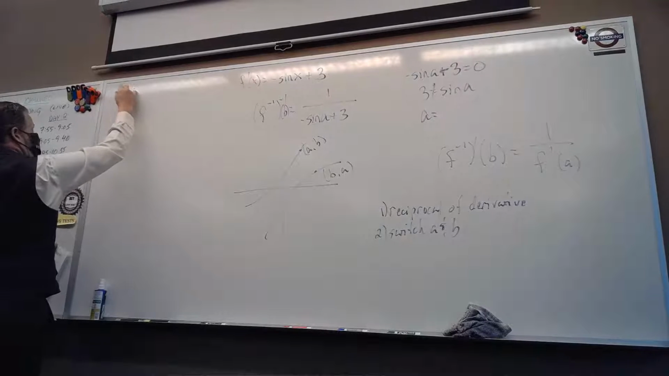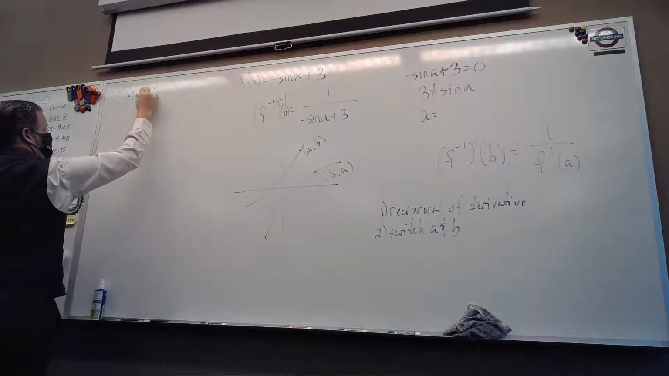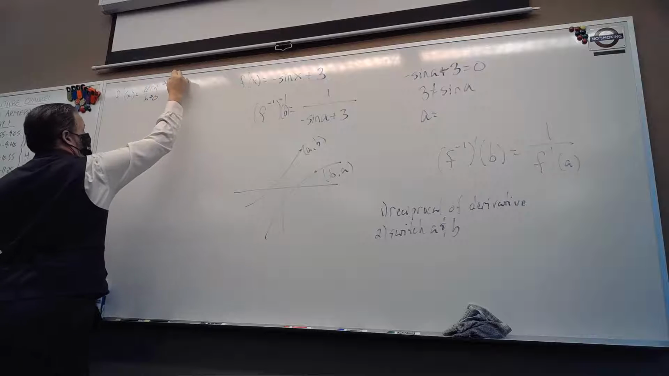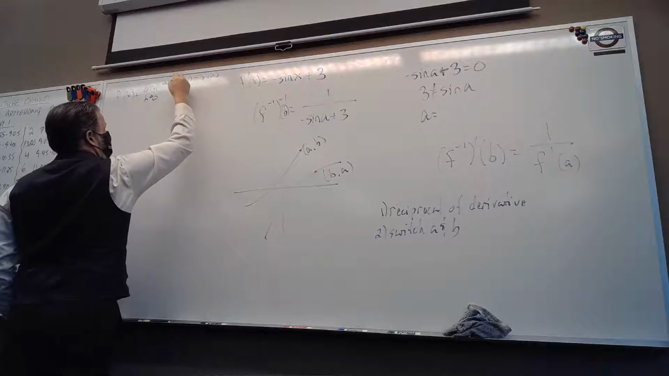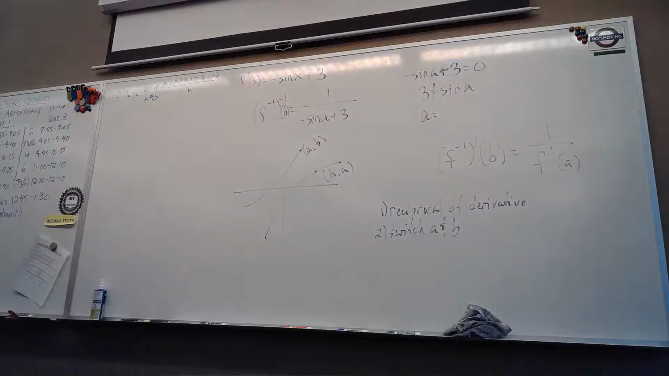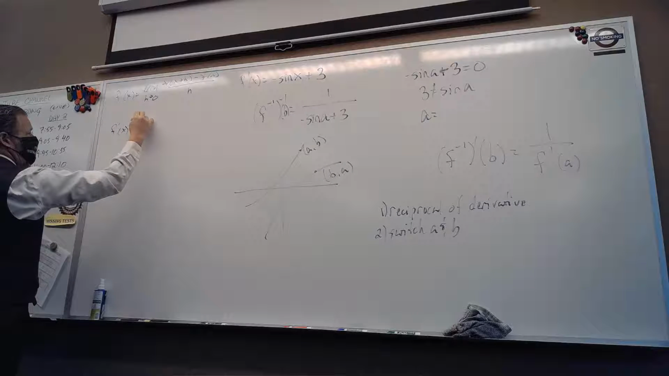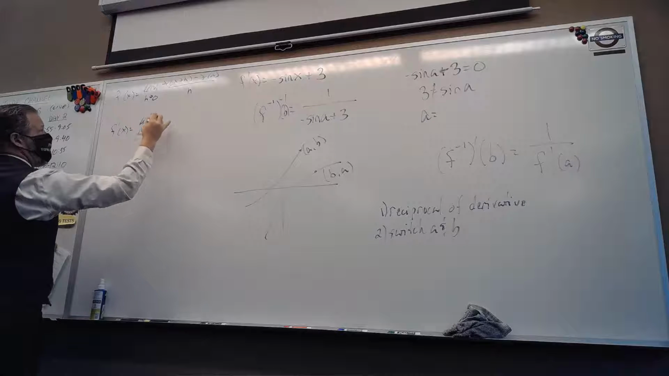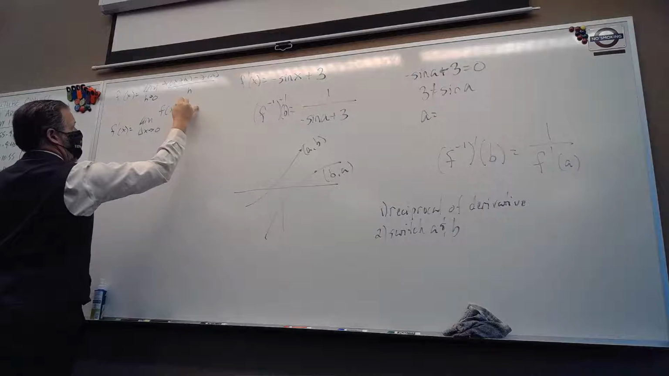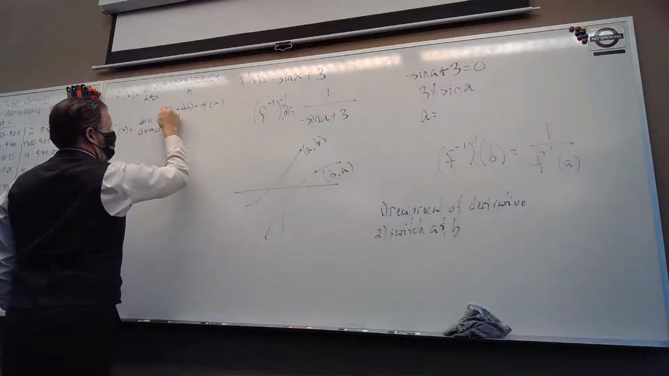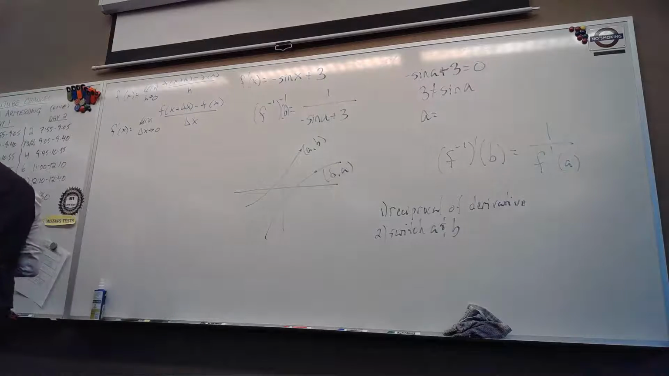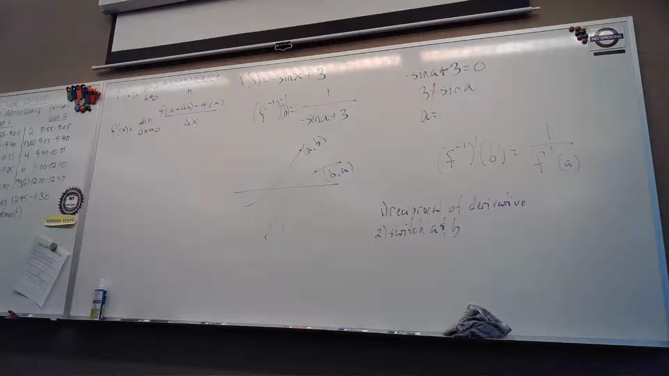So the derivative is equal to the limit as h goes to 0 of f of x plus h minus f of x divided by h. In the book, it says that the derivative is equal to the limit as delta x goes to 0 of f of x plus delta x minus f of x over delta x. Exactly. It's the same thing, except we're writing h instead of delta x.